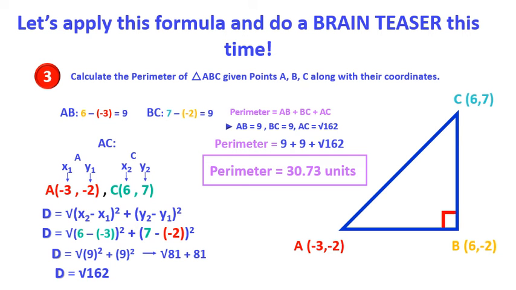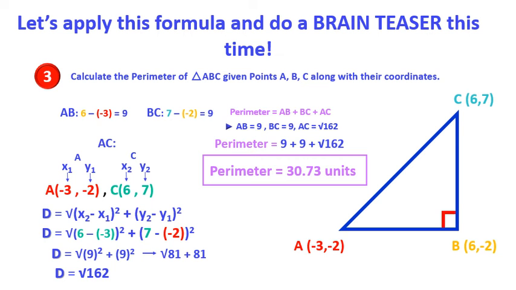For the distance of line AC, we'll have to use the distance formula given the ordered pairs. For the coordinates of point A, we'll assign -3 as x1 and -2 as y1. And for the coordinates of point B, we'll assign 6 with x2 and 7 with y2. When we plug them into the distance formula, we'll have the square root of (6 minus -3) squared plus (7 minus -2) squared, in which 6 minus -3 becomes 6 plus 3, and 7 minus -2 becomes 7 plus 2. This translates to the square root of 9 squared plus 9 squared, which equals the square root of 81 plus 81, and ultimately equals the square root of 162.